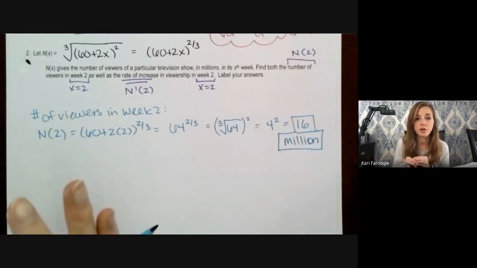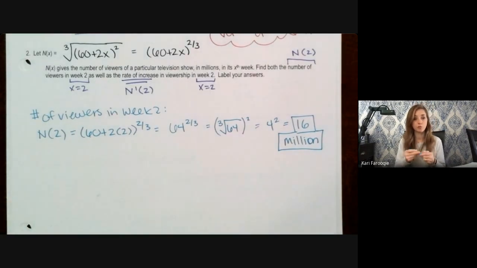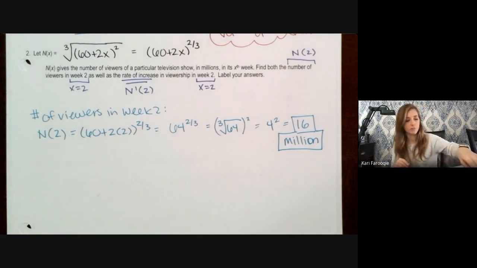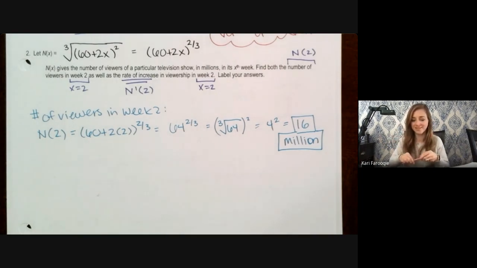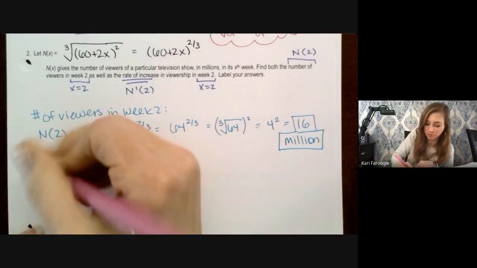The second part is talking about the rate of increase in viewership in week 2. So we're expecting this derivative to be positive because we're being told it's a rate of increase. So we need the derivative here. No big deal. Let's find n prime of x.